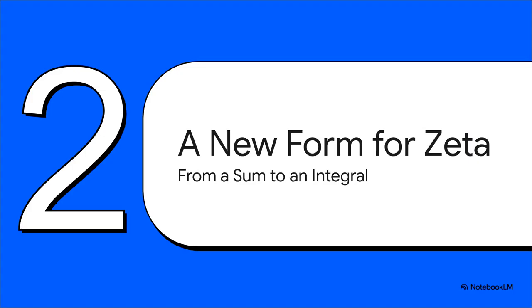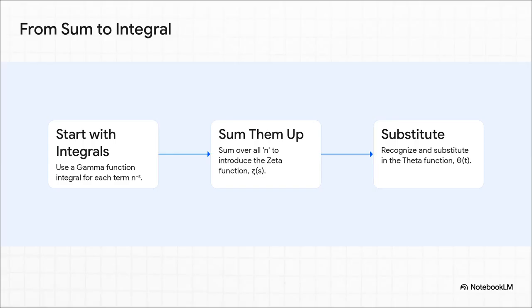Okay, tools acquired. Now for our first big move. To actually use these new tools, we need to translate the zeta function from the language of sums into a language that's more flexible, more powerful, the language of integrals. And the way we do this is this really neat 3-step dance. We start with a way to write each little piece of the zeta sum as an integral using our gamma function. Then we sum up all those integrals. And when we do that, the zeta function just naturally pops out. And finally, we look at what we've built and we realize the theta function has been hiding inside it the whole time.